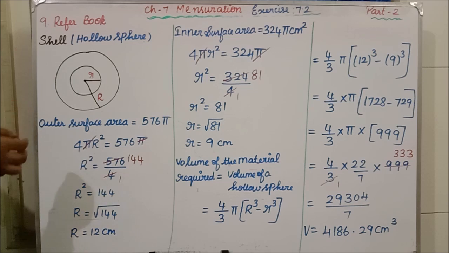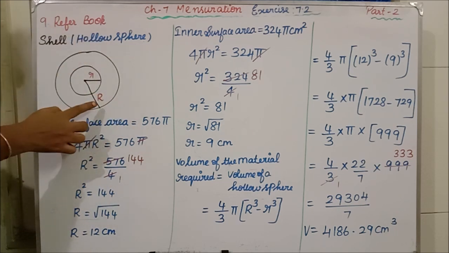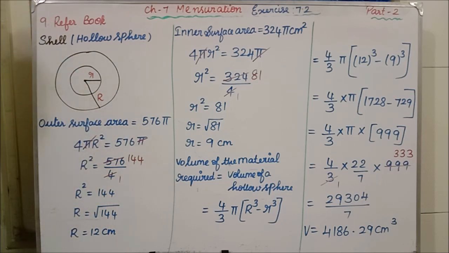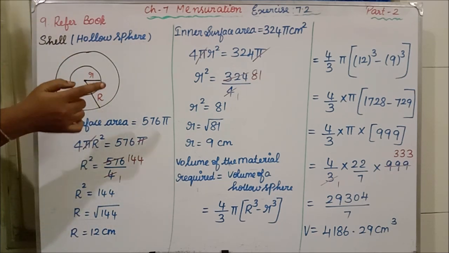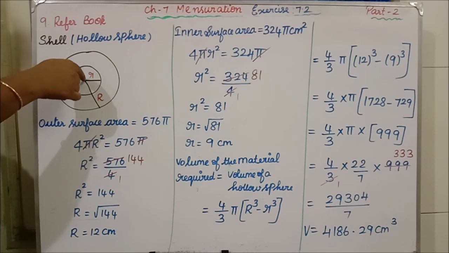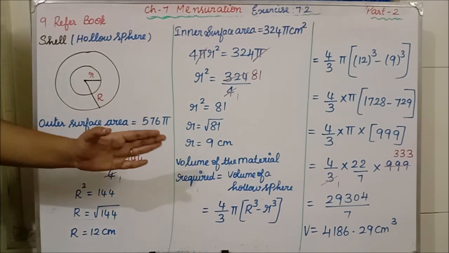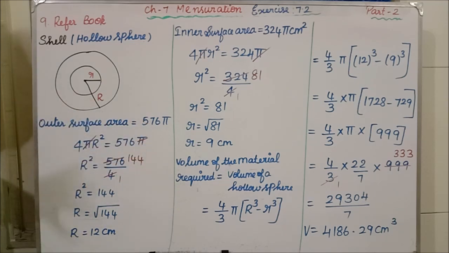Clear students? Using the outer surface area, I have got capital R. Using the inner surface area, I have got the small r. Capital R is 12, inner surface area small r is 9 centimeter. Okay, now we have got both capital R and small r. In the question, they were asking the volume of the material required. Okay, so volume of the material required is equal to volume of a hollow sphere.